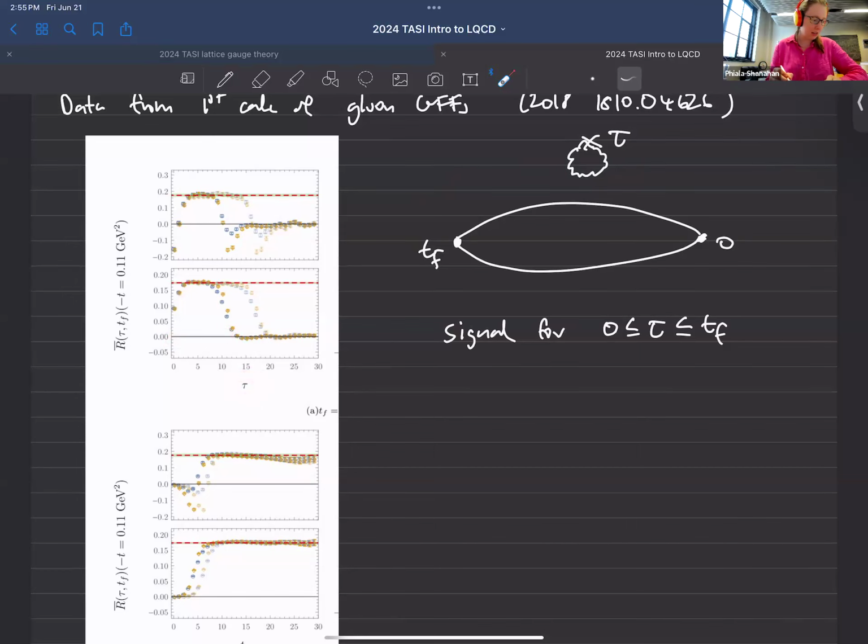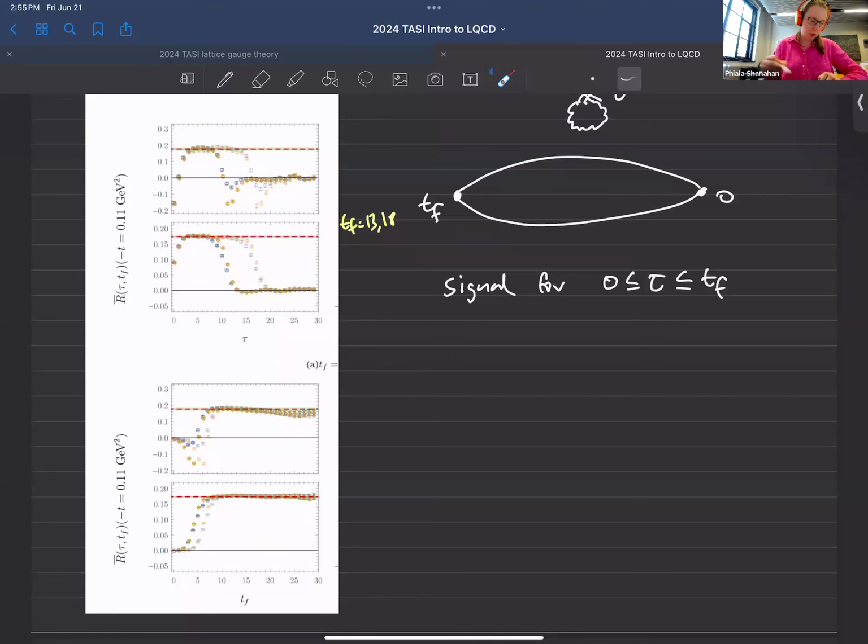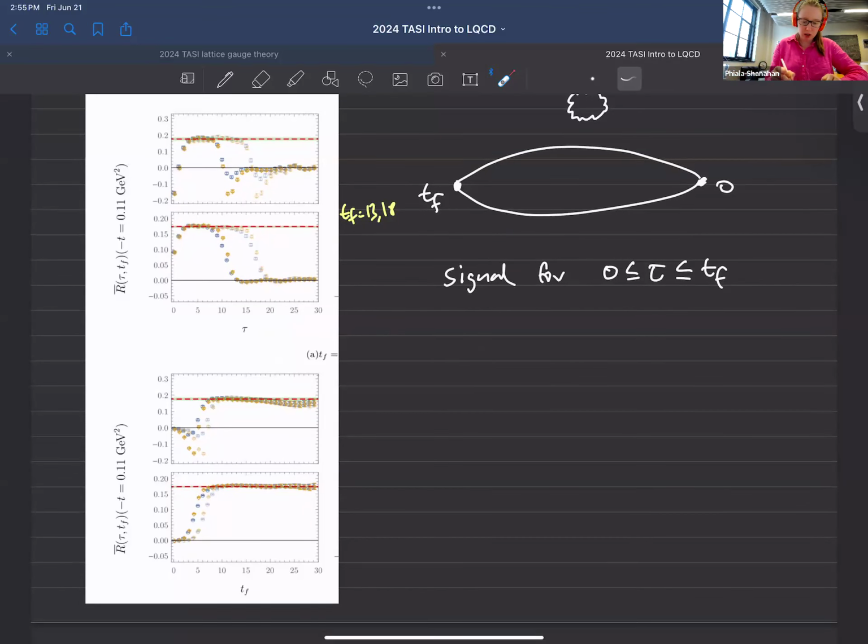You see here in this figure, there are two different TFs. There's 13 and 18. And in fact, you see there's some exponential contamination from excited states. Then it reaches a plateau. And for different TFs, you have these different and longer plateau regions. So these are these ratios of C3 and C2.